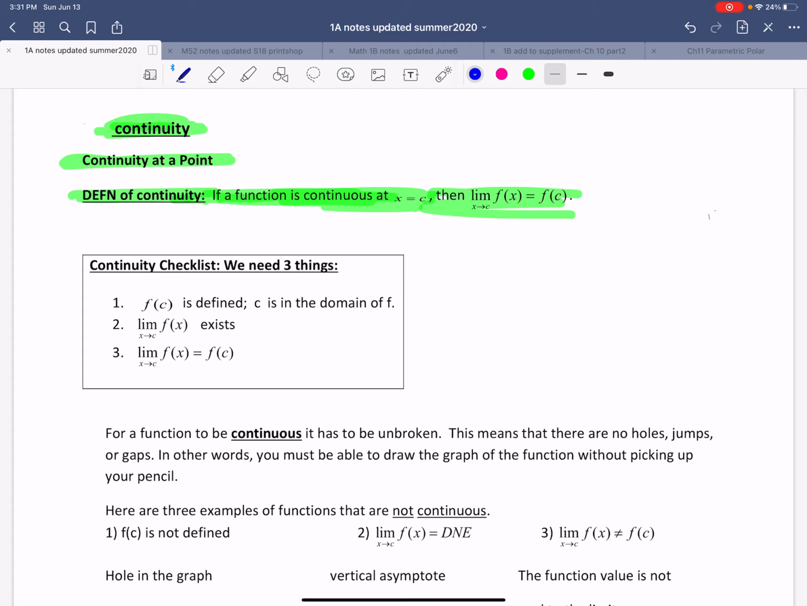That means there are no gaps, no holes, no jumps in the graph. We can graph the function without picking our pencil up from point A to point B. Then we say the function is continuous.